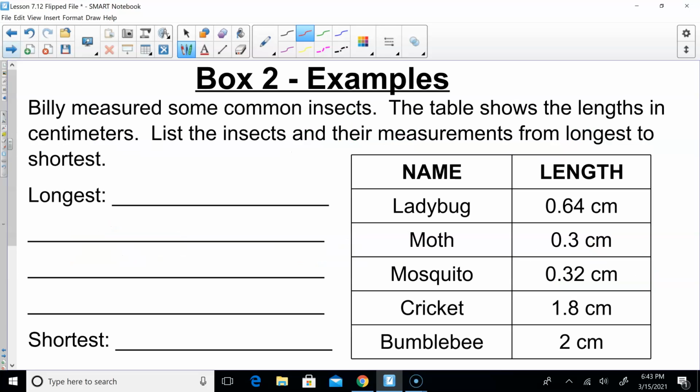Billy measured some common insects. The table shows the lengths in centimeters. List the insects and their measurements from the longest to the shortest.